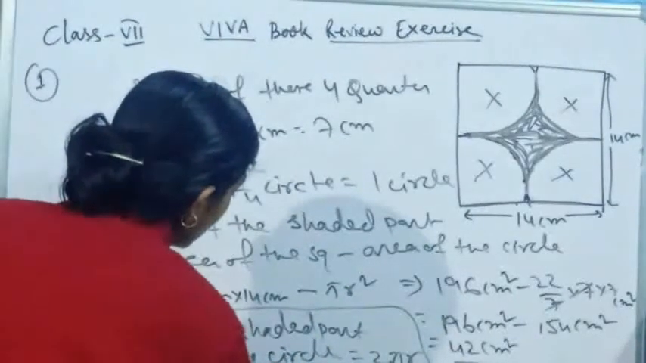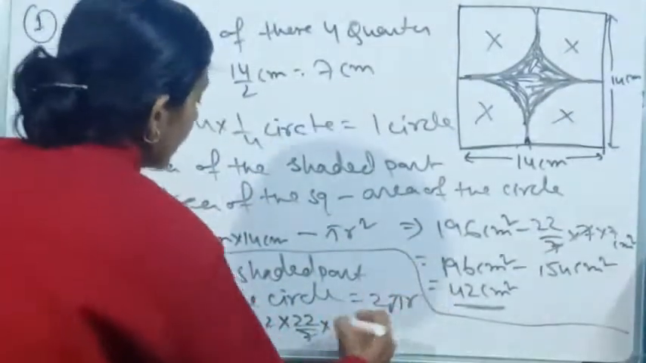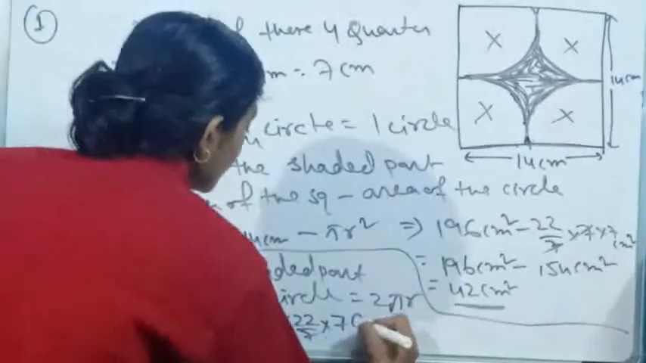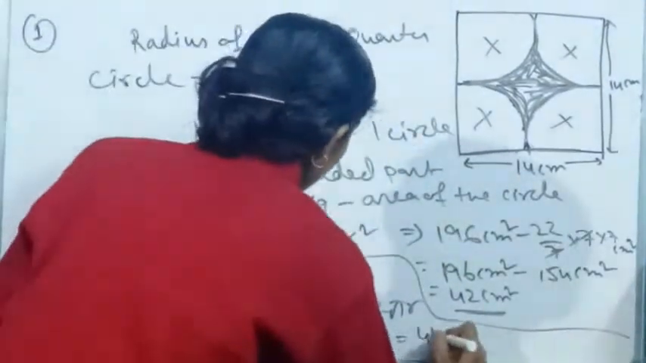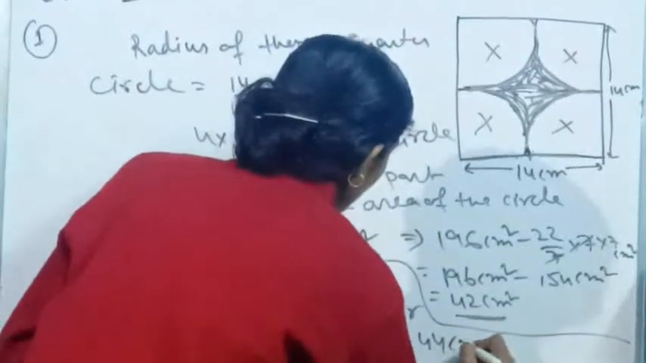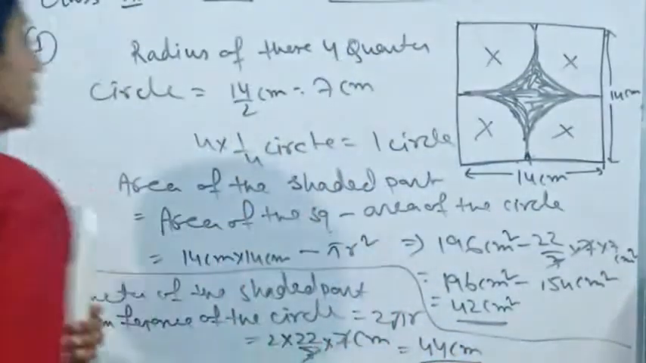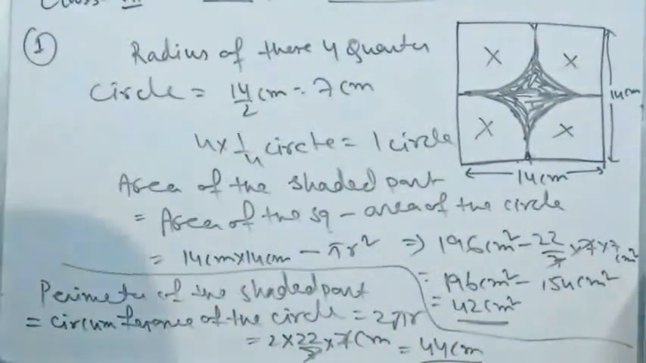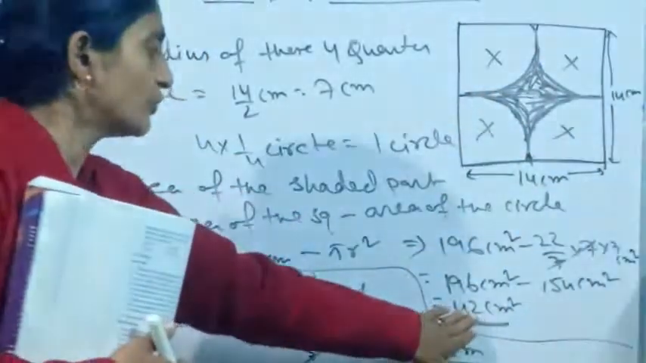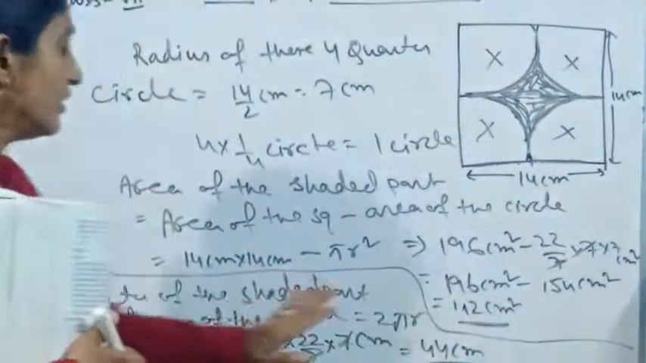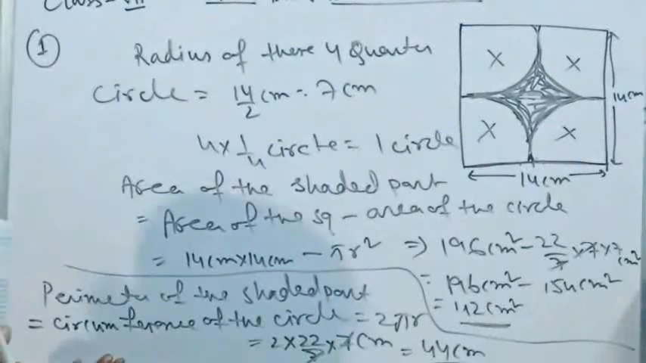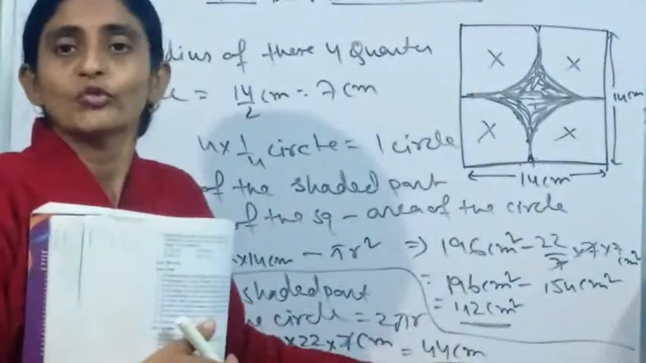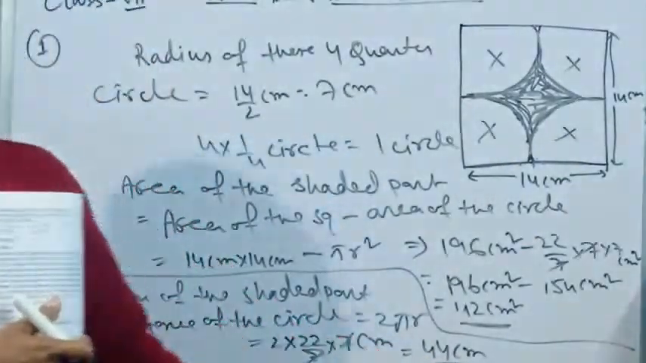2 into pi, equal to what? 22 by 7, and r is what? 7. The unit will be centimeter. So what are we getting here? That is equal to 44 centimeter. So in this question, the area of the shaded part will be 42 centimeter square and the perimeter, which will be equal to the circumference of the circle, will be 44 centimeter. Let's come to the next question.